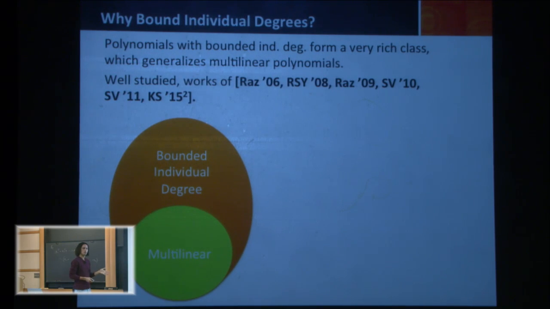well studied. So the study of multilinear polynomials started with the works of Raz and Raz–Shpilka–Yehudayoff, giving lower bounds for multilinear polynomials, and then later some PIT. And then recently we have the works of Kumar and Saraf and Kayal and Saha in 2015 studying PIT and lower bounds for polynomials of bounded individual degree. Bounded means a constant. Bounded is a constant, exactly.